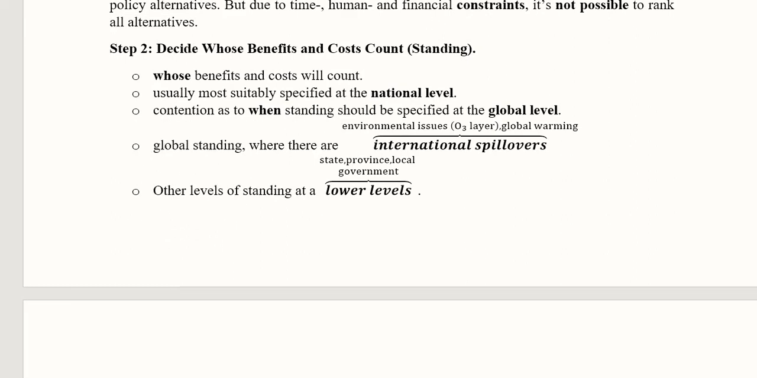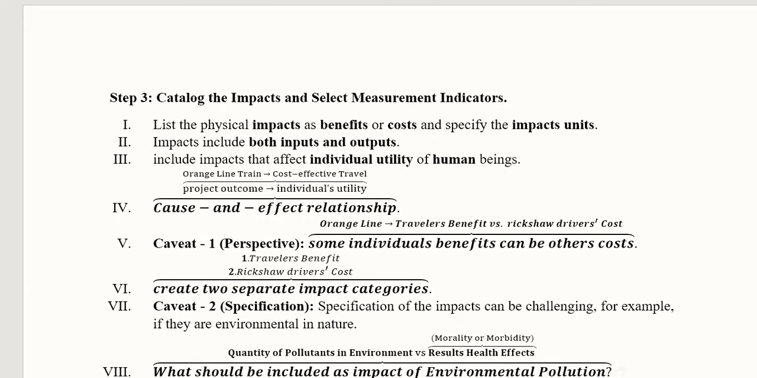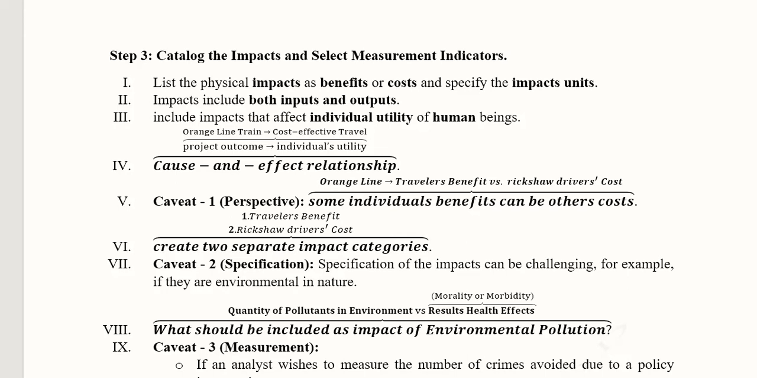Other levels of standing are also there, that is at state level, provincial level, or local government level. All these possibilities are there, and we have to choose which level of standing we should use for determining the benefits and the costs. Once we have determined the standing, then we can list those benefits and costs and also select their measurement indicators, because we have to measure them in order to be able to conduct the comparison and the analysis of costs and benefits. So we try to do this process.